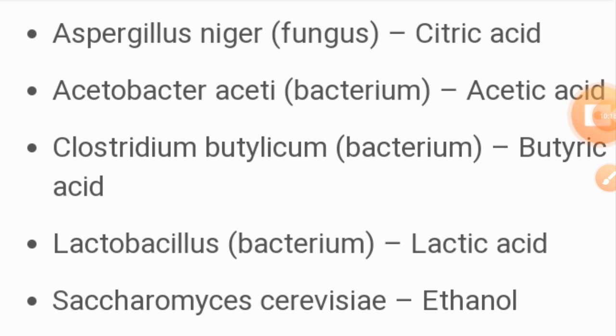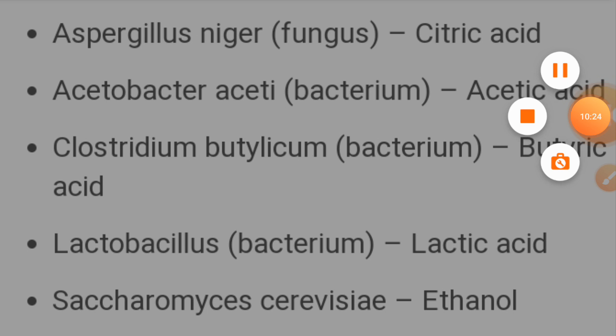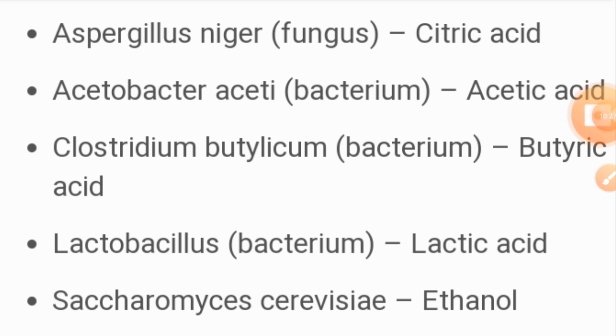Then there are other substances which can be obtained with the help of microbes, that is, chemicals. In the case of chemicals, citric acid can be obtained by a special fungus called Aspergillus niger. On the other hand, acetic acid can be obtained with the help of a bacteria called Acetobacter aceti. This acetic acid can always be obtained with the help of Acetobacter aceti.